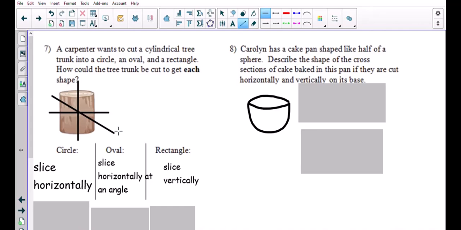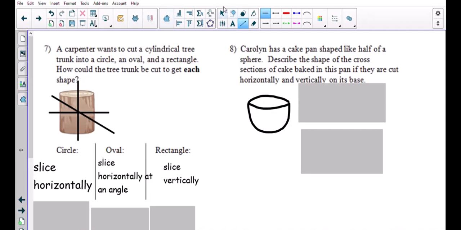All right, number 8. Carolyn has a cake pan shaped like half of a sphere. So I drew this out. I actually left this from before so that I could show this to you because I knew I wouldn't be able to construct this as easily, but it's going to look kind of like this, a half sphere. Describe the shape of the cross sections of cake baked in this pan if they are cut horizontally and vertically on its base. So we could sit this way so it looks more like a bowl. We could put it face down as well, but right now I just made it look a little bit like a bowl. It's still a half sphere.